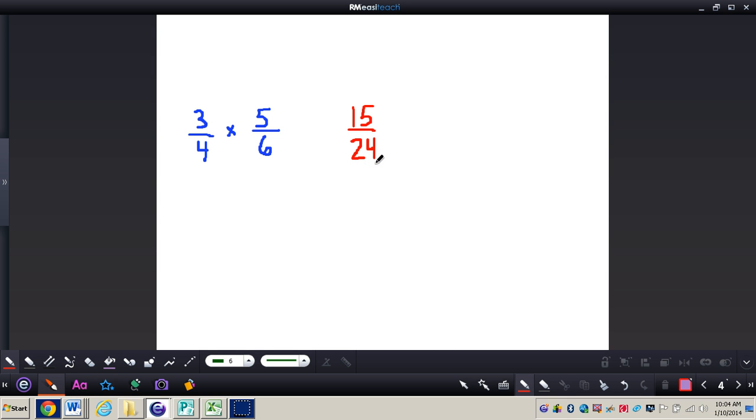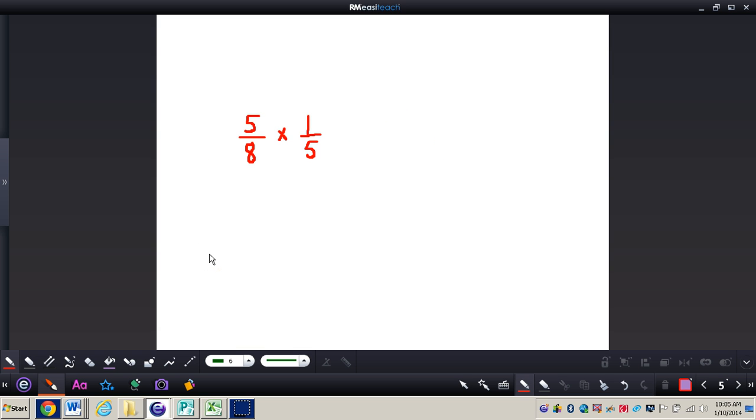Okay, now we do want to simplify these fractions, so we can divide both numerator and denominator by 3. 15 divided by 3 is 5. And 24 divided by 3 will give me 8 for 5/8. So 3/4 times 5/6 gives me 5/8.